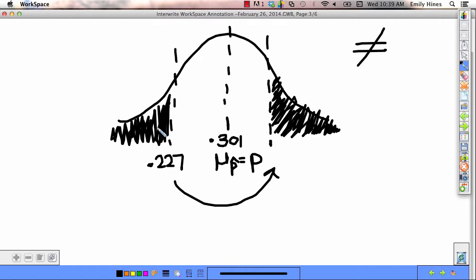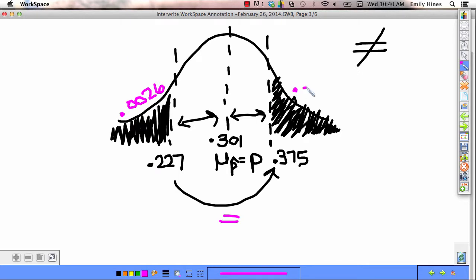Okay, so the equivalent over here is 0.375. Okay, that's the same distance from here to here as from here to here. And you would think I would have to do my z-score all over again and find my area, but I don't, because this is normal, so I know that it is symmetric. So I know that this area is equal to this area. So if this area is 0.0026, then that means this area is 0.0026.